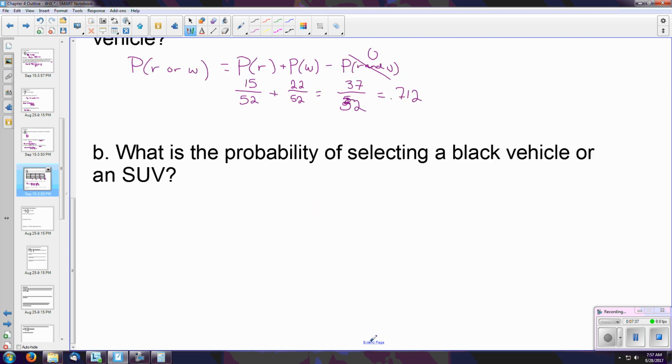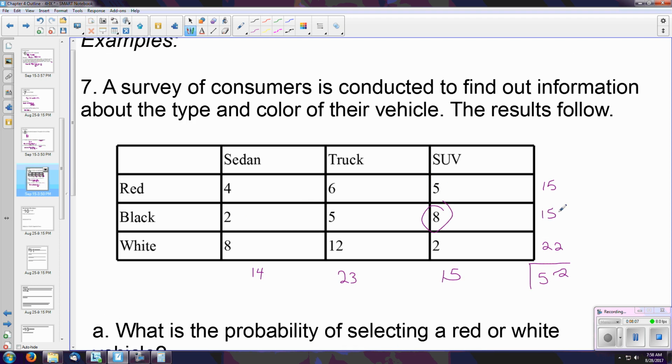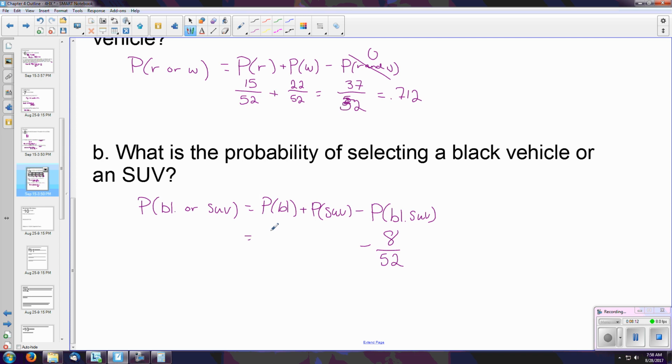So how could we set this up? Just like we did before, write things out. The probability of selecting a black vehicle or an SUV is equal to the probability of selecting a black vehicle plus the probability of selecting an SUV minus their overlap, so probability of selecting a black SUV. We said that 8 of those are counted twice, so we have to subtract out 8 out of 52. And then we have 15 black vehicles and also 15 SUVs. So fill in what we know.